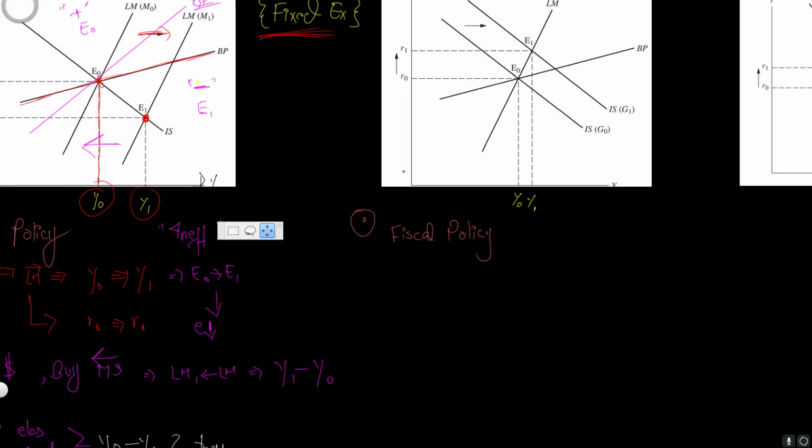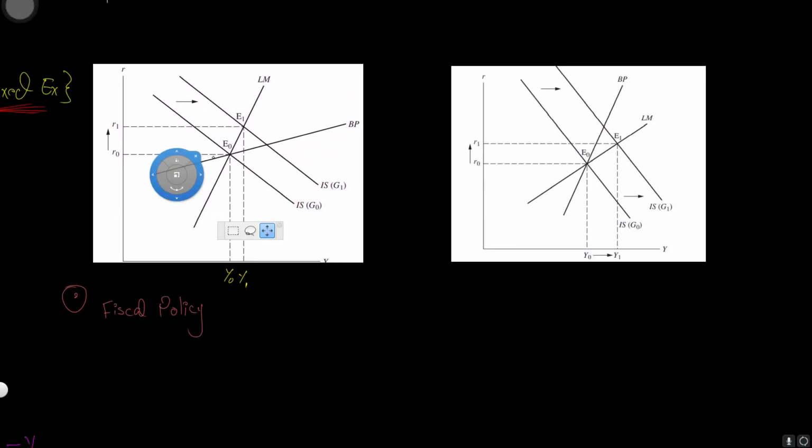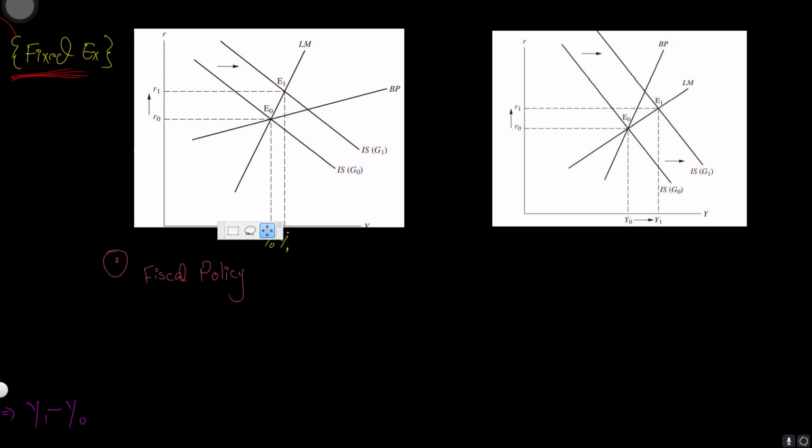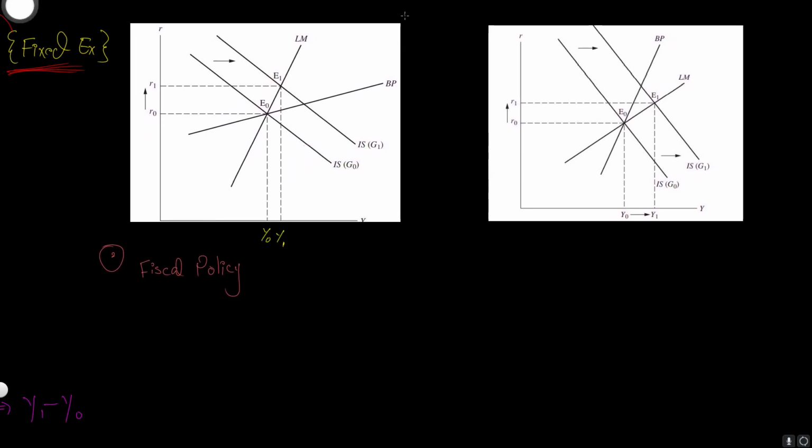Now let's look at fiscal policy. What's going to happen for fiscal policy? In diagram 1, we have a situation where the BP curve is elastic, meaning it's more flat, and in the second diagram we have a situation where the BP curve is a little bit steeper, more inelastic. So what's going to happen?